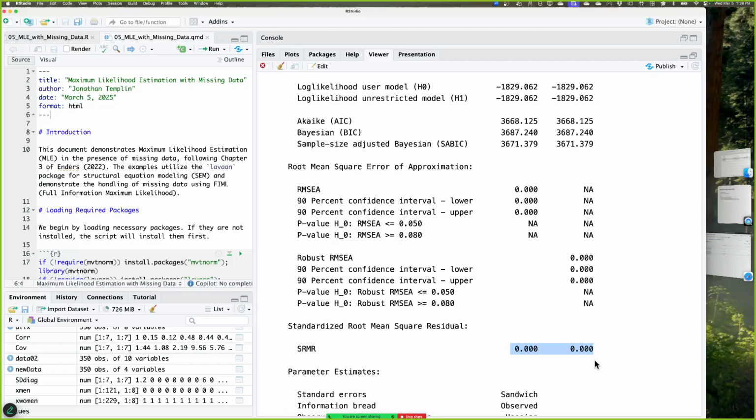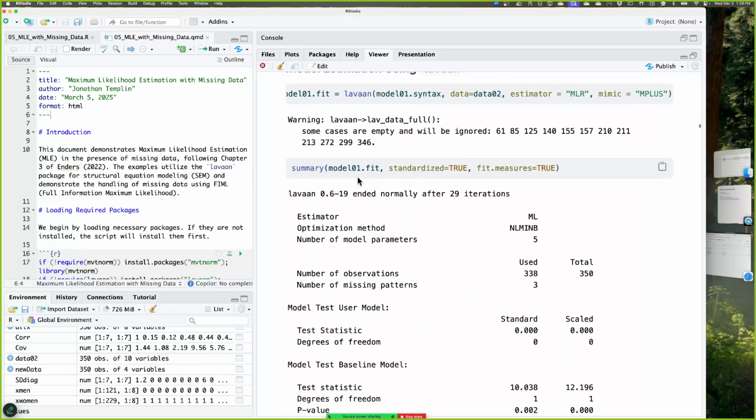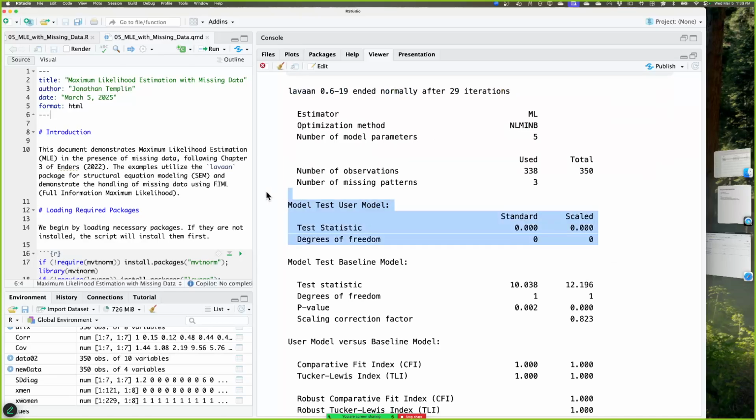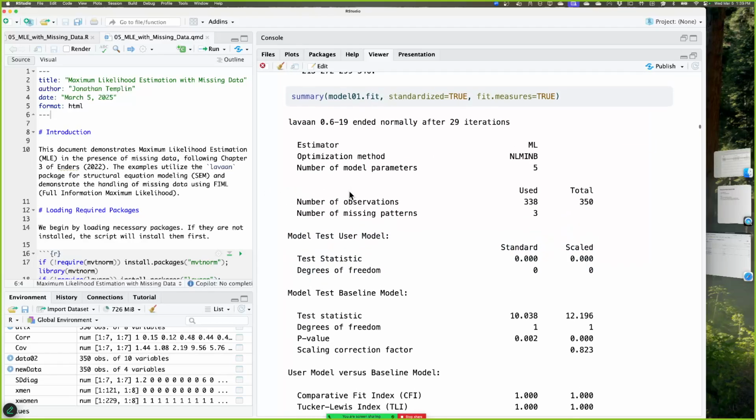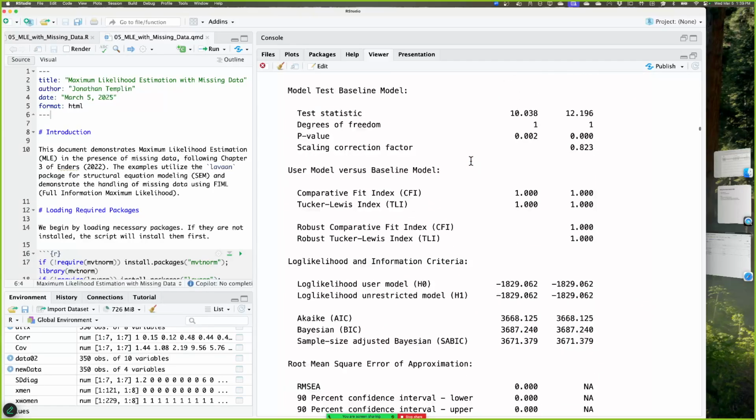Sound good? Okay. Now we can see our parameter estimates here, right? We've got our covariance estimate to be 9.9. When I asked for it to give me a summary, I told it to turn on standardized estimates, and I'll tell you that in just a moment. And fit measures being true. Fit measures, again, are these model fit statistics up here, which will become increasingly important as we go on. And then standardized tells us standardized coefficients.